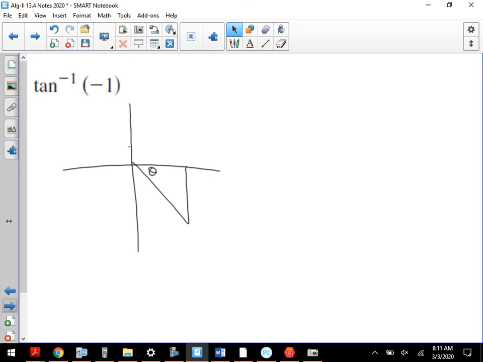Now, tangent's what over what? Opposite over adjacent. In order for it to be negative 1, that means it has to be what triangle? It's got to be 45s, right? Because this has to be a 45 here, because this would be a negative 1, this would be a positive 1, there's your root 2. So that's reference angle of 45, but I'm in the fourth quadrant, so what would it be? Negative pi over 4.